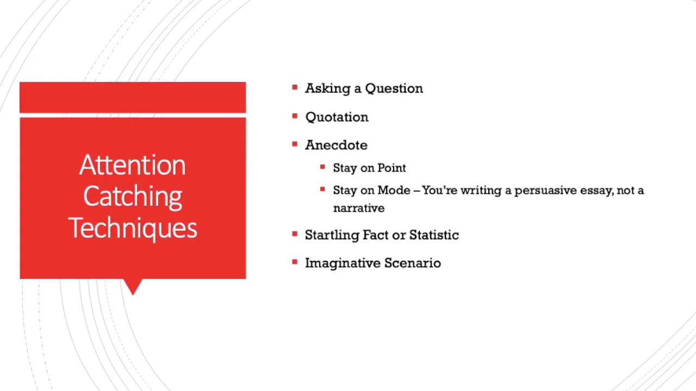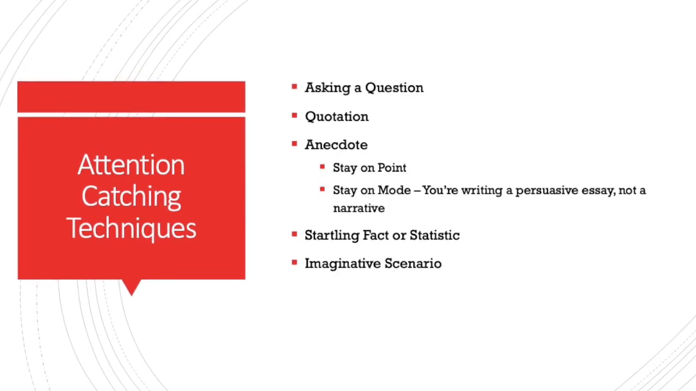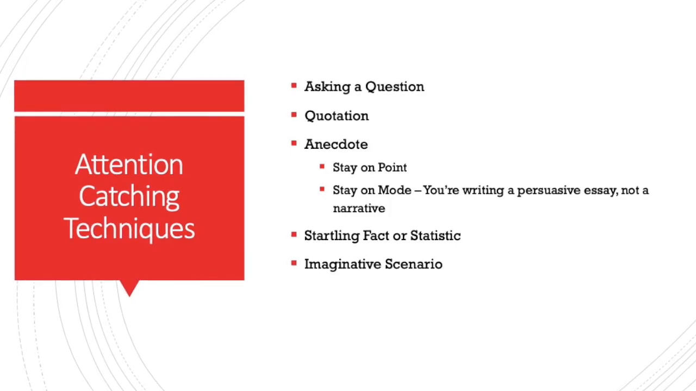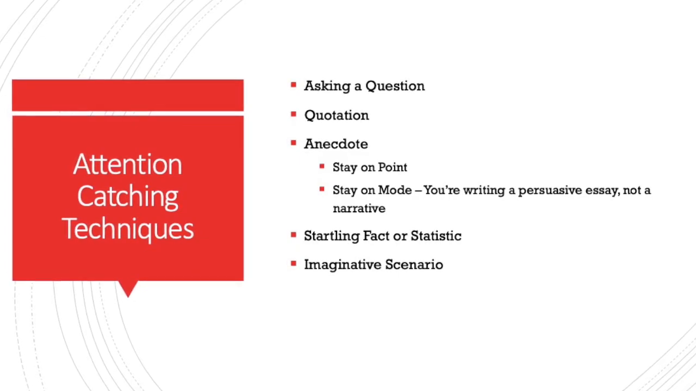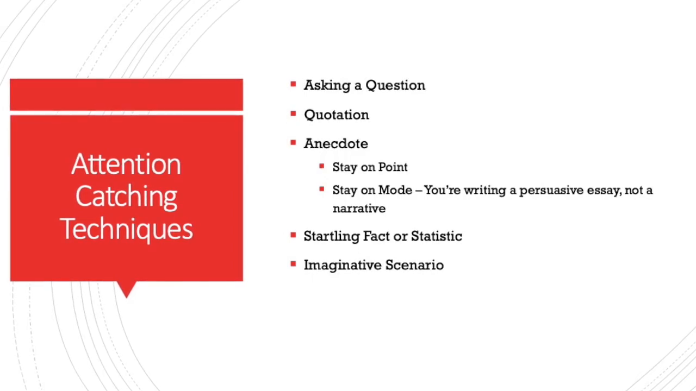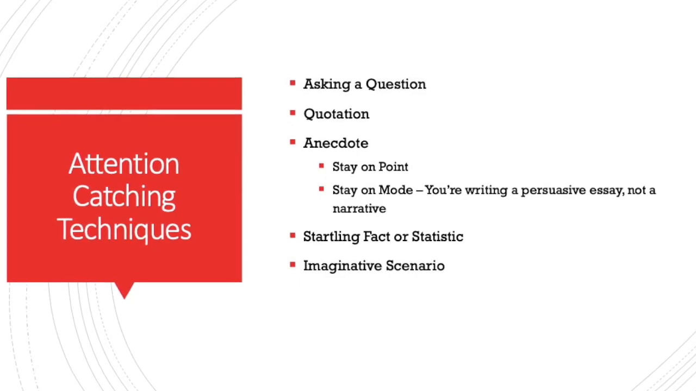An anecdote, right? That could be a personal story. Let's say in the case of Hope House, you were a teen mom and you had been helped by an organization like that. You could start with a story, a brief line or two about yourself and how an organization like Hope House had helped you. You just have to remember in this that you're writing a persuasive essay and not a narrative, so you want to make sure that you stay on point and you keep it brief. You don't want to go into a long story.